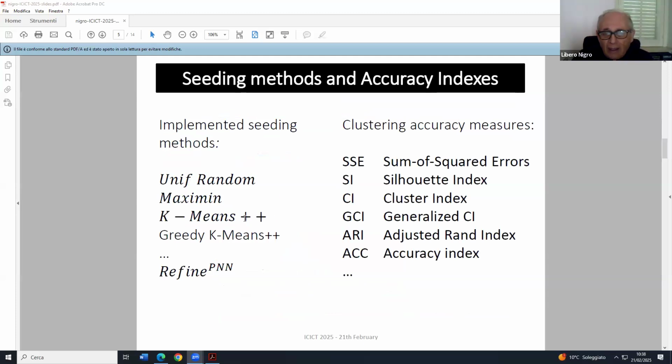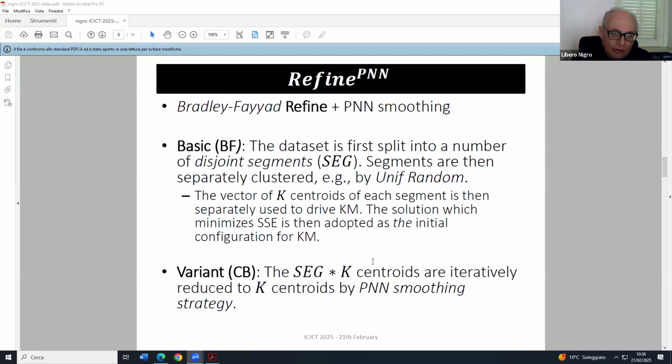Now, when using k-means or standard random swap, we need to use some seeding method to initialize centroids. This is a list of the seeding methods we have implemented. And on the right, you see a number of clustering measures, indexes, with which we try to assess the goodness of a solution.